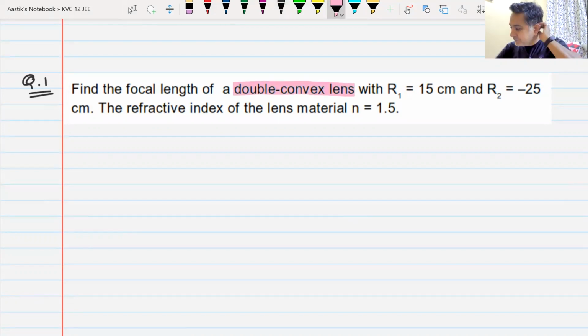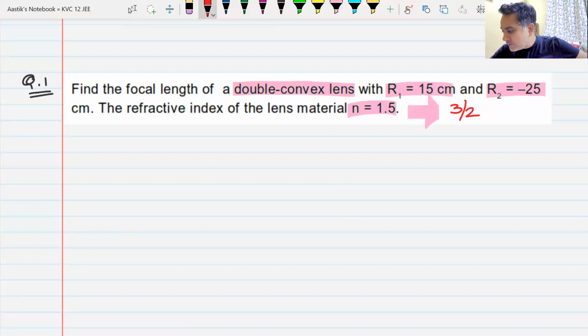Everything is given. R1 is given as 15, R2 is given as minus 25, and the refractive index. Normally the refractive index of glass is given as 3/2, and even if it is not mentioned, you can take it as 3/2. You have to find out the focal length of this lens. Normally a question that is going to come in the exam will not be in this form, it will be in the form of a diagram. We'll do it just after this, but first let us get over this one so that we can settle some nerves.